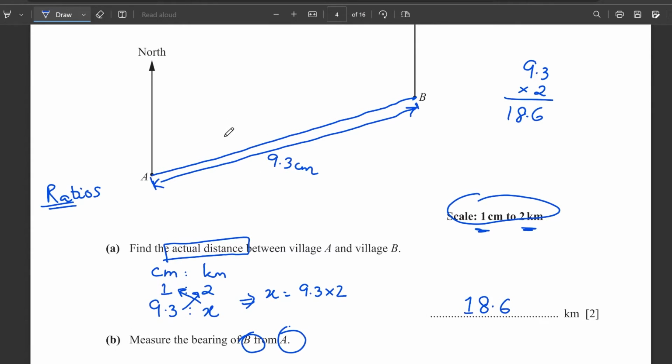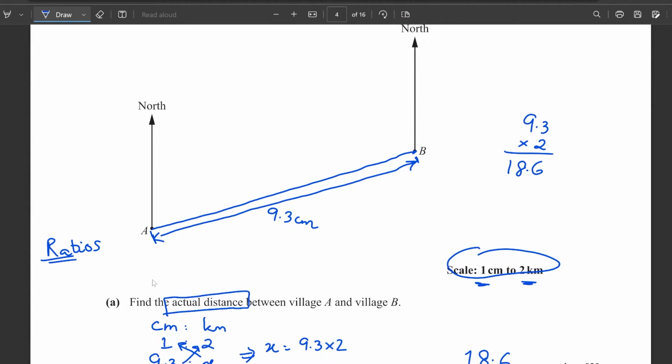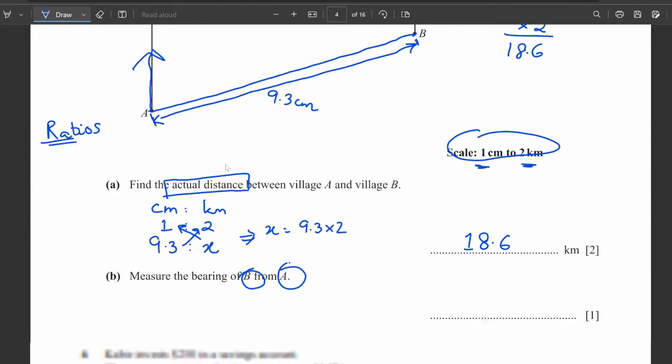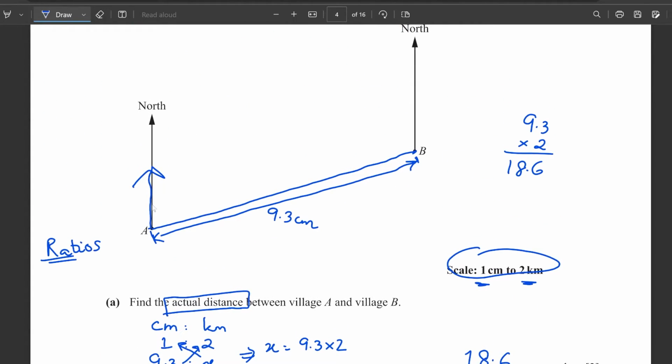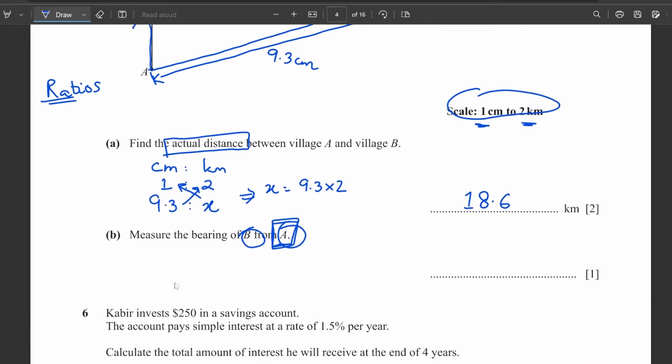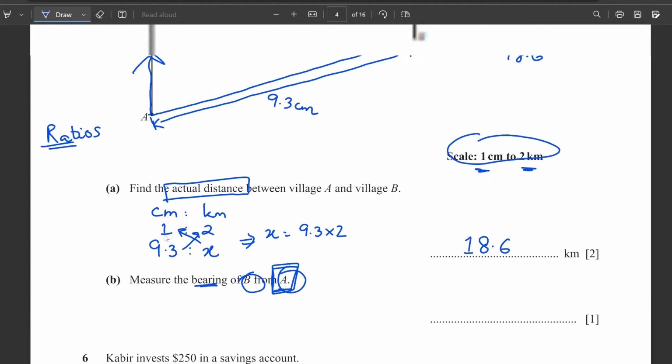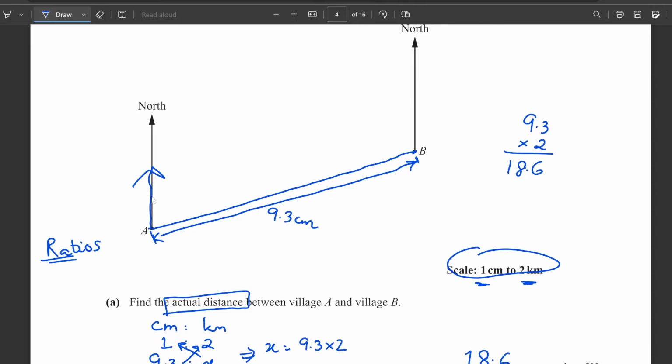B from A, what does this mean? B from A, this means from A you have to draw a north line like this. Remember that whenever they say B from A, the last entity, you have to draw a north line. So you draw north, and from that you move in a clockwise direction. Bearing of B from A means a clockwise movement from here to here. You're going to put a D over here, and simply you're going to measure it. There's going to be no problem, you're just going to measure it.